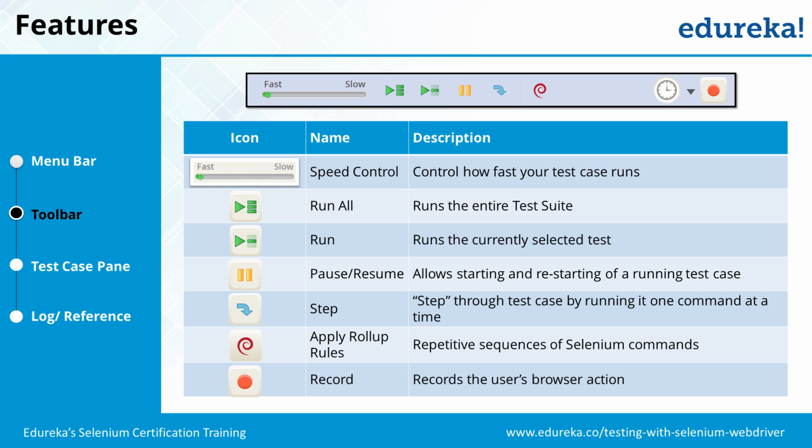Then the next one is apply rollup rules. This one is used to group together repetitive actions and then execute them. The last option is for record, wherein this button determines whether your actions performed on the web browser or the web page are being recorded or not.